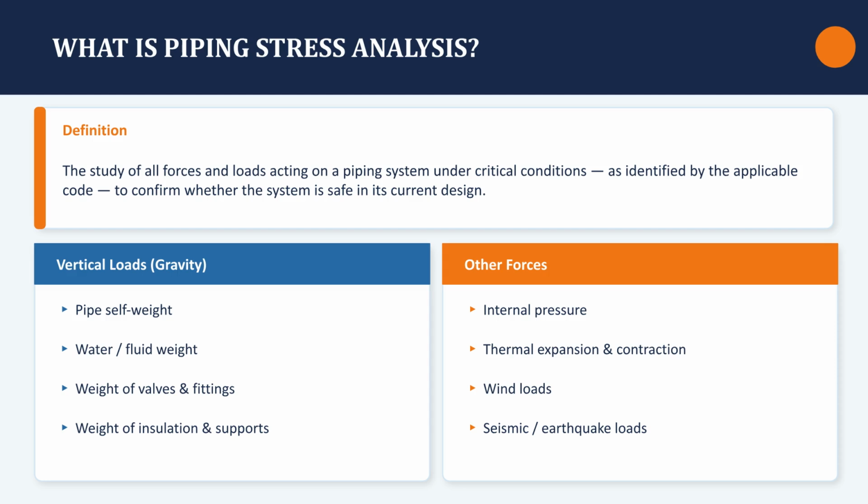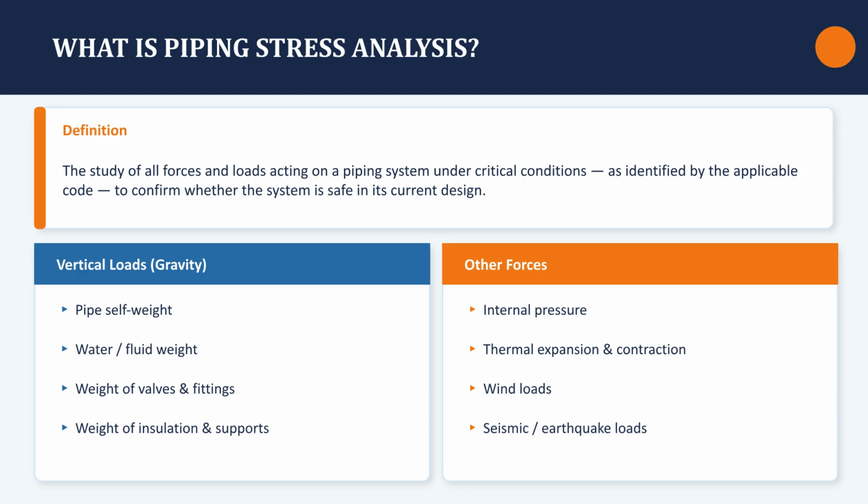Stress analysis is how engineers make sure the bridge, in this case the pipe, can handle all of that without failing. Let's break these forces into two groups, exactly as shown on this slide. First, vertical loads. These are gravity related.